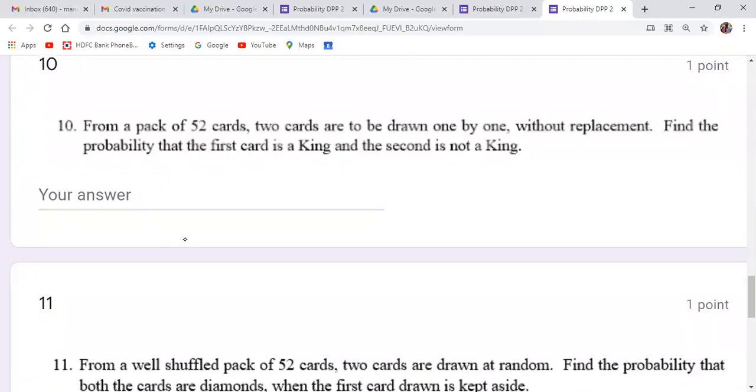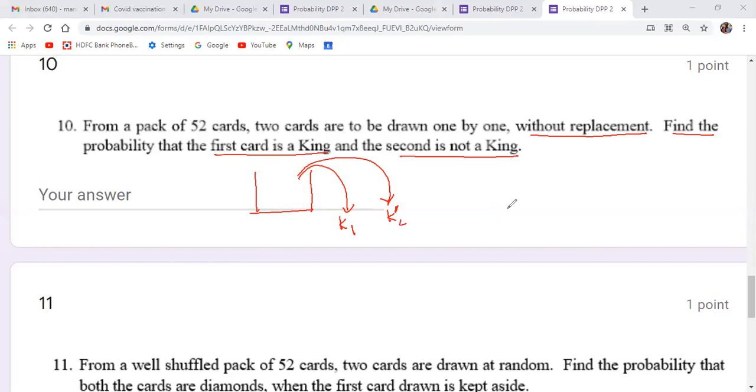From a pack of 52 cards, 2 cards are drawn one by one. So now imagine 52 cards are kept here. One we have drawn, not kept back, without replacement. Then we have drawn another. Find the probability that the first card is a king and the second is not a king. I put a dash for it.